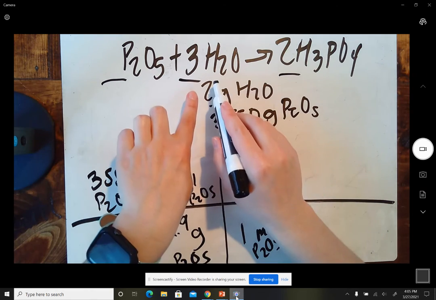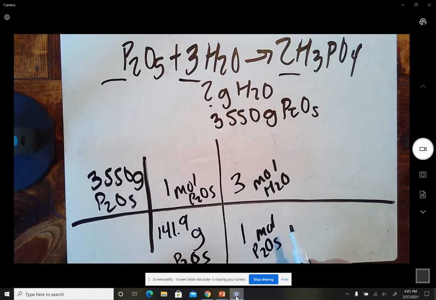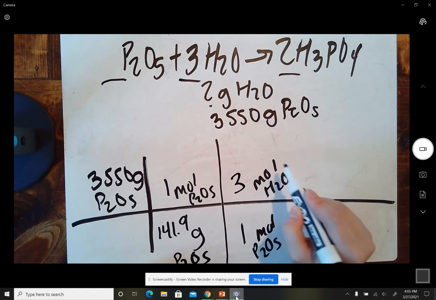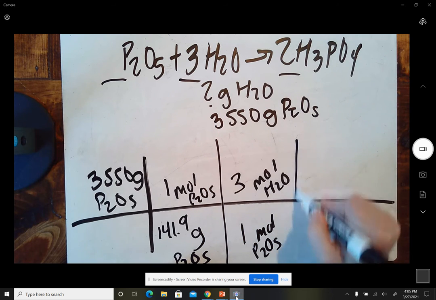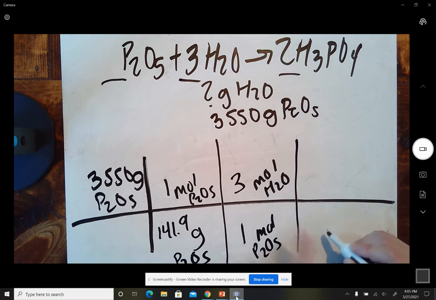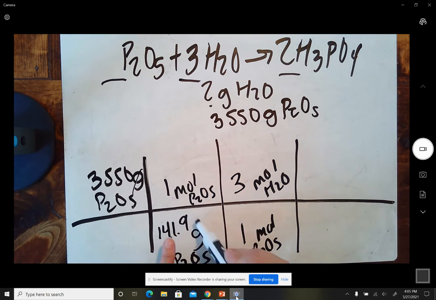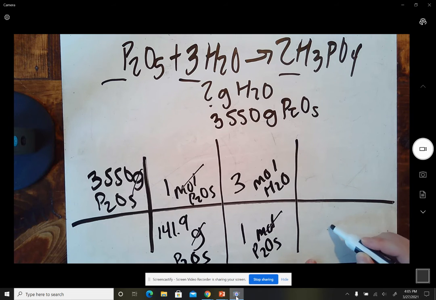In front of water, there's a 3, so I put a 3. So now I'm in moles of water. This is where we stopped yesterday. We're going to take it one step further. They want mass. So the old unit goes on the bottom, because remember, the reason why we do this is because we want to be able to cross out these units.